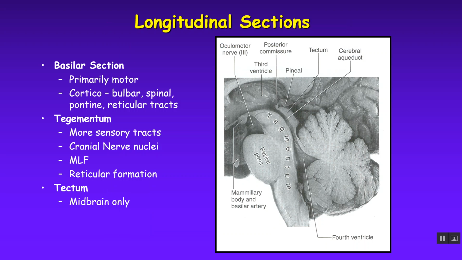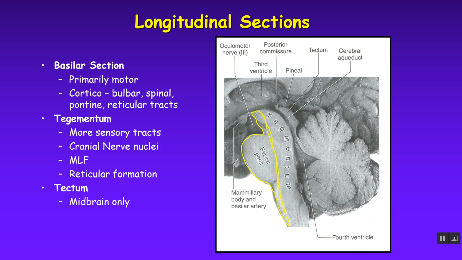All right, longitudinal sections. So we're going to look at some longitudinal sections of the brainstem. This is a sagittal longitudinal section, but then we're going to also look at a frontal longitudinal section. So the basilar section, kind of this area right through here, this is all considered the basilar section of the brainstem in a sagittal view.